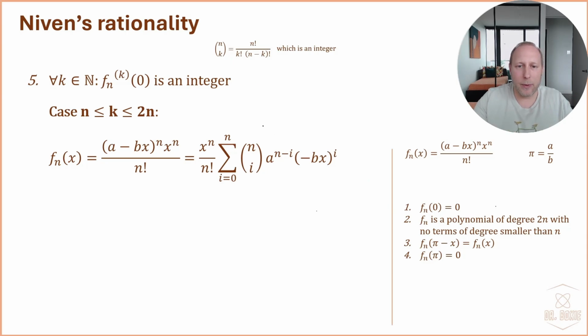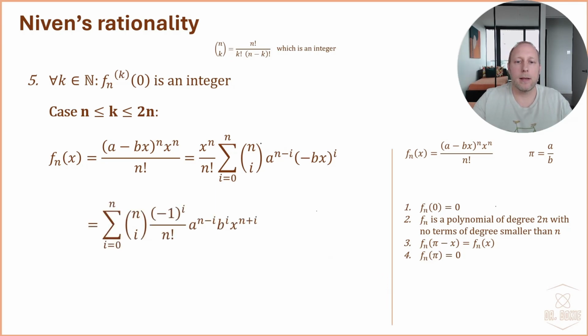So now we can still rewrite this a little bit. The sum remains, the n choose i remains, the negative in the brackets at the right, I just pulled it to the front, so we get minus 1 to the power i, and the n factorial, which was in the denominator outside the sum, I just brought it into the sum, so we get minus 1 to the power i divided by n factorial. The a to the power n minus i remains, b to the power i remains, and we already had an x to the i in the sum, but there was also an x to the n outside of the sum, and so taking them together gives us x to the power n plus i inside the sum. And now we want to take the kth derivative of this.